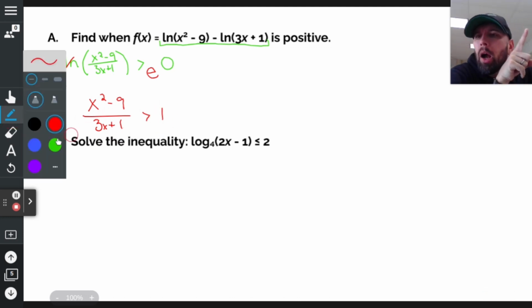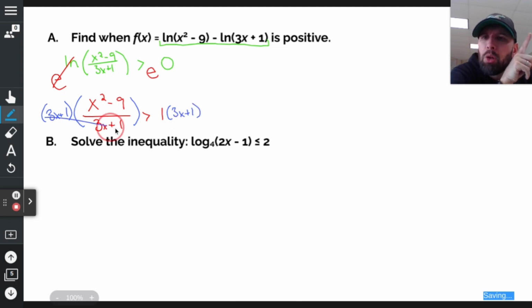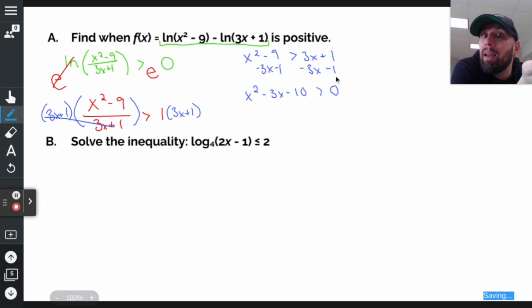Oh, I know what I can do. I can multiply both sides by the denominator. Like so. And that leaves me with x squared minus 9 is greater than 3x plus 1. Okay. Let's get this side equal to 0, because this looks like a quadratic and maybe I can solve it. Let's subtract 3x from both sides and 1 while we're at it. So subtract 3x minus 1, and that gets us x squared minus 3x minus 10 is greater than 0. In other words, positive.